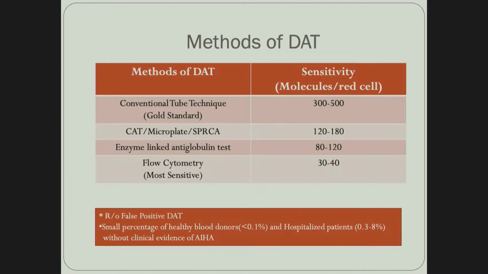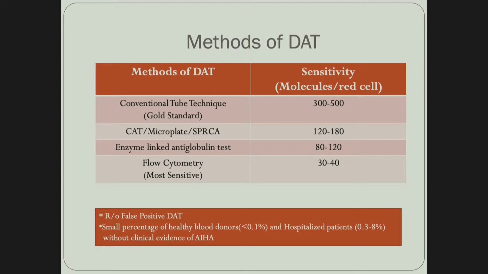These are the different methods of DAT. Most blood banks deal with the conventional tube technique, which is the gold standard. The sensitivity is around 300 to 500 molecules per red cell. Where more sensitivity is required, you can use flow cytometry, which can detect 30 to 40 molecules per red cell. Right now, most setups have moved to the column agglutination test, where the sensitivity is around 120 to 180. Further, not all positive DATs are true positives.